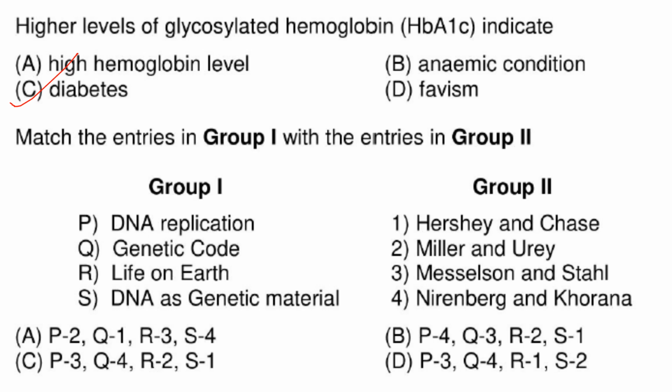Match group 1 with entries in group 2. DNA replication experiments were conducted by Meselson and Stahl. P3. Genetic code was discovered by Nirenberg and Khorana. Life on Earth was by Miller and Urey experiment. DNA as genetic material was proved by Hershey and Chase. So P3, Q4, R2 and S1. Answer is option C.